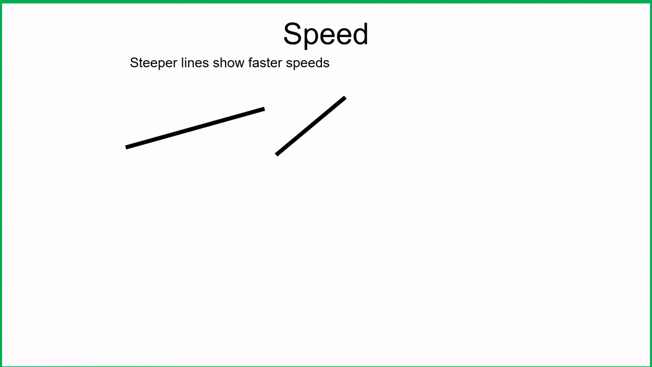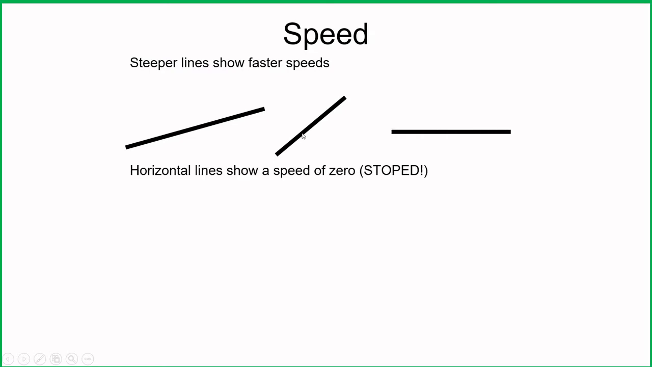Steeper lines on a graph show faster speeds. So looking at these two lines, can you tell which one's steeper and which one would represent a faster speed? That would be the second one here, because we're traveling a further distance in a shorter amount of time. Here we're taking a much longer time to travel a shorter distance. Faster speeds means more distance in less time.